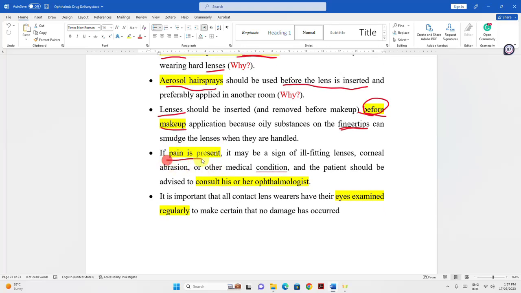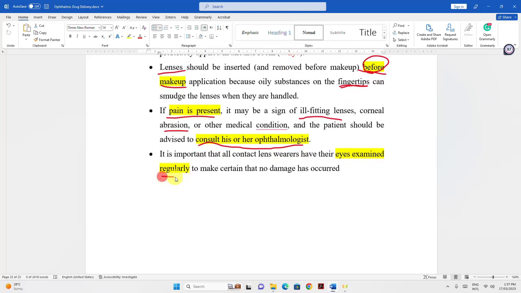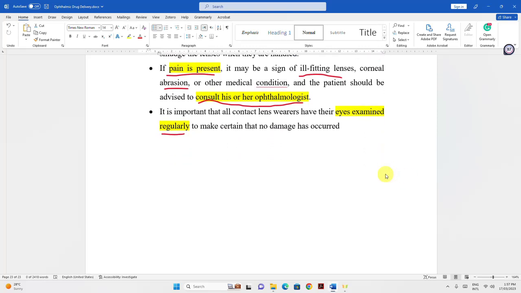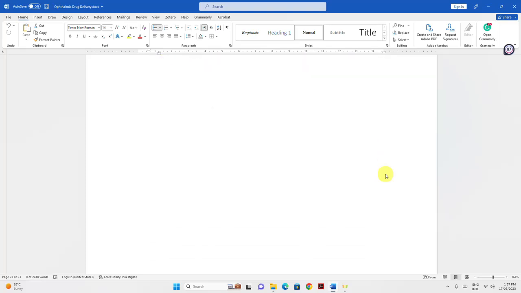If the patient is having pain in the eyes, this may be because the lenses are not good, or maybe there is corneal abrasion, or maybe another medical condition, and in this case the patient should be advised to consult the ophthalmologist. Also, it's better that the customer regularly examines his eyes with an ophthalmologist in order to make sure that everything is fine.